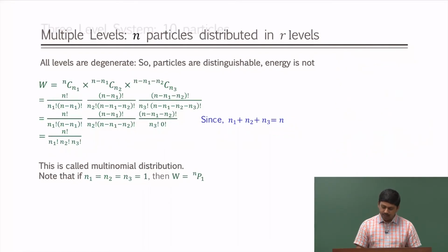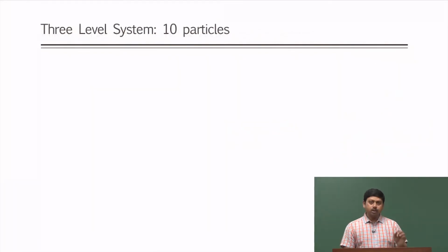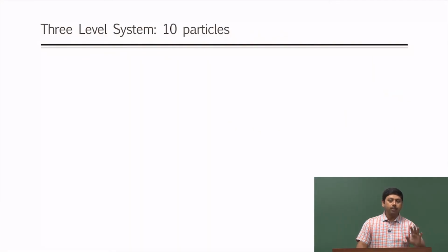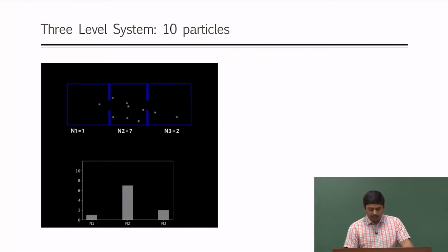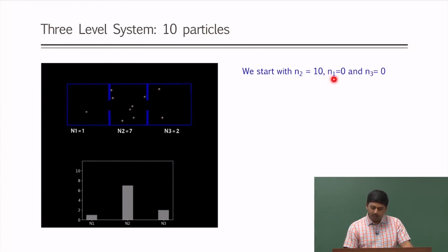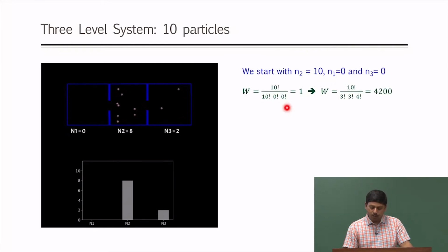Okay, so let us see now. What we have seen is that we went from a 2 level system to a 3 level system. What is the consequence of going from a 2 level system to a 3 level system, ensuring the same number of particles? We are showing you one of the consequences here. We have taken 10 particles and put them into 3 levels, and as you can see, the 10 particles initially started from here and they will diffuse into the boxes, and the bar chart will show you that they are going to different boxes. So you start with n2 equal to 10, n1 0 and n3 0, and the initial value was 1, because all of them are in the same box.